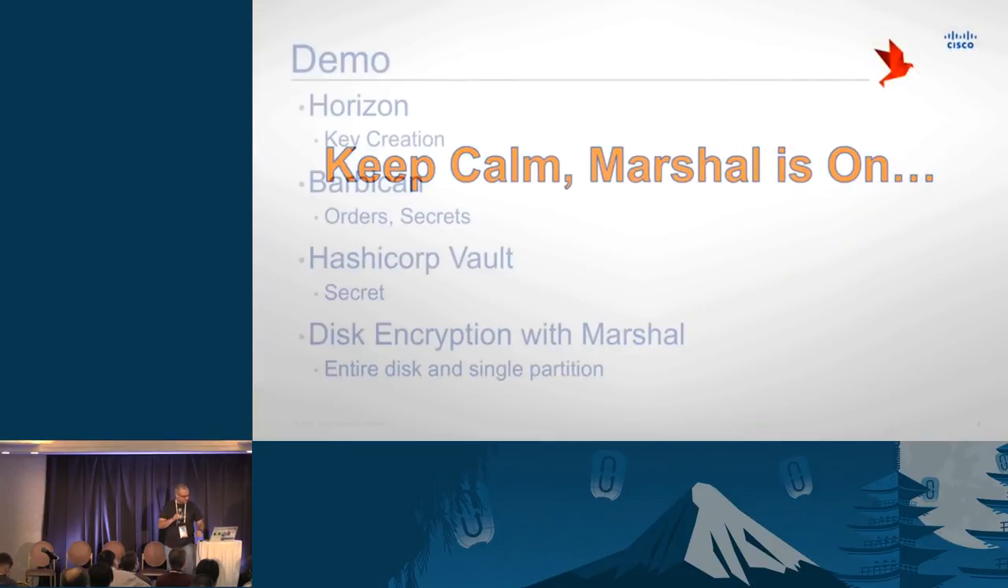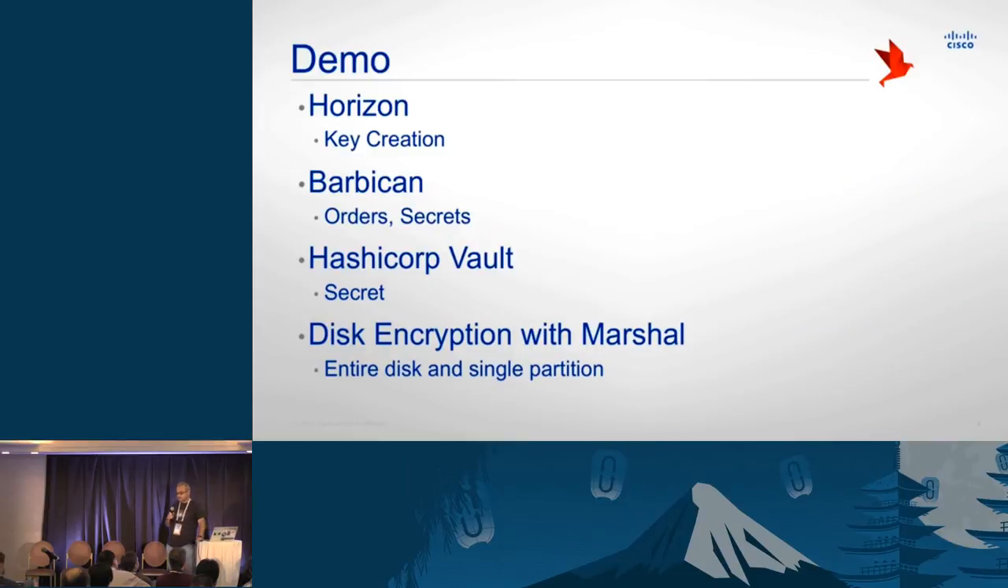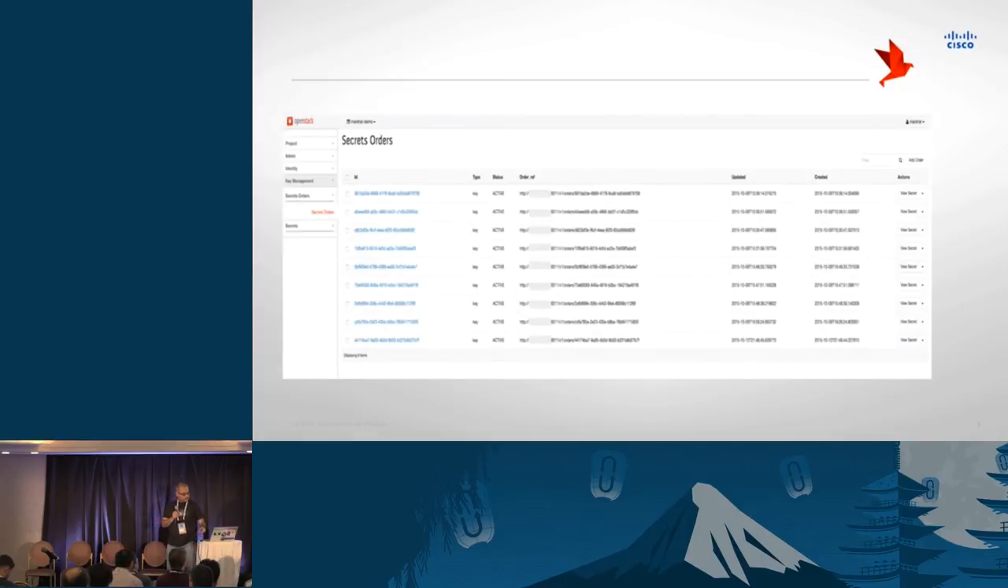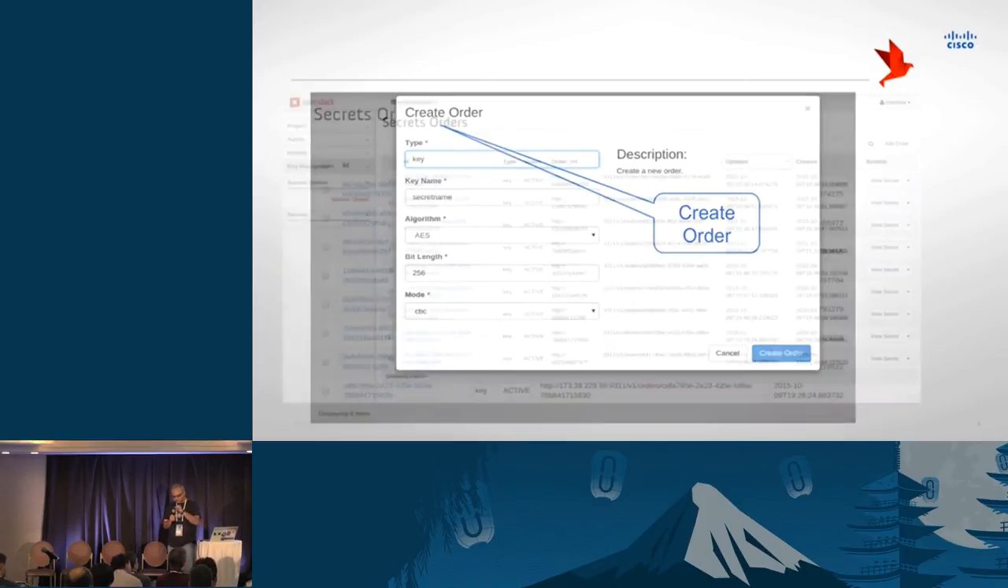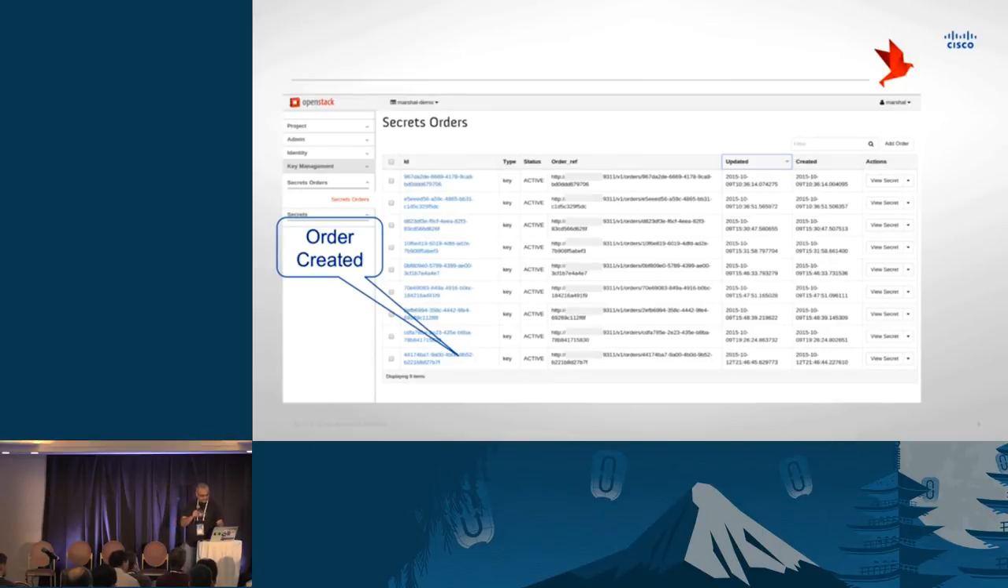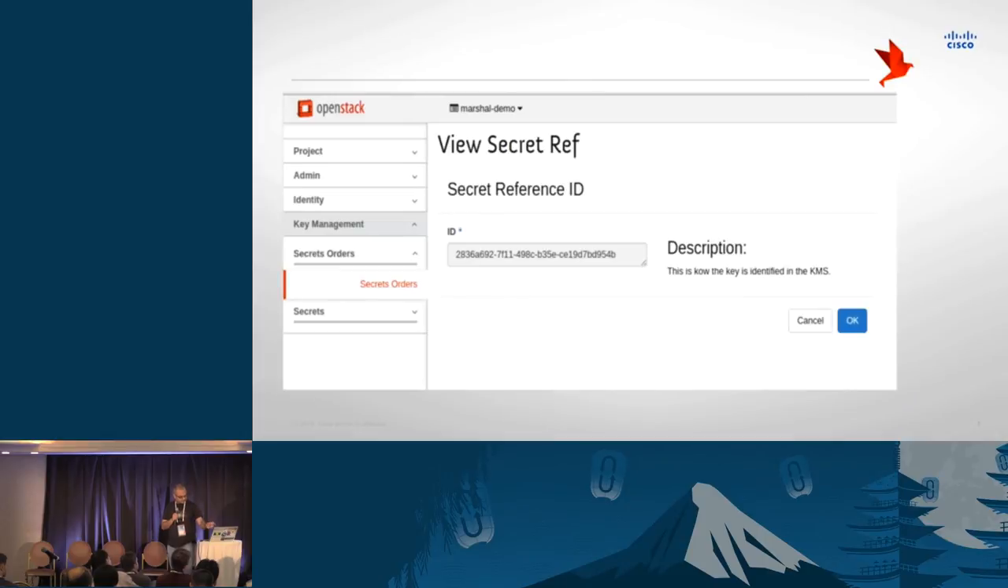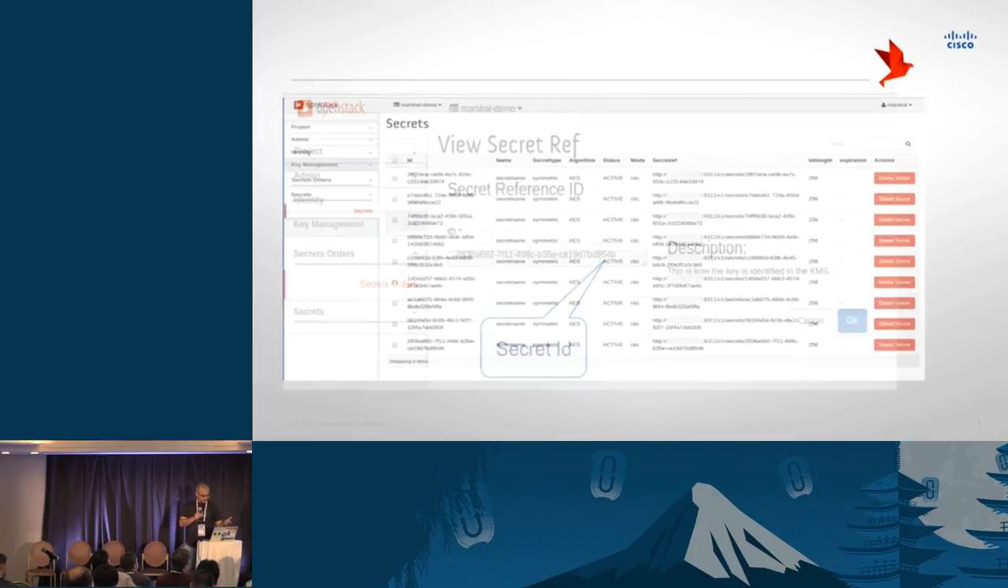We are going to create a key through Horizon, and we are going to use Barbican orders and secret resources. And we have also tested with one of the other key management systems called Hashicorp Vault. And we are going to show full disk encryption as well as a single partition. So this is the interface. We have done some work on the Horizon. So from there, you can create an order, and you can choose your different parameters. So you can see the order is created. And from there, you can get the secret reference, or you can go and list the secrets and get the secret ID.